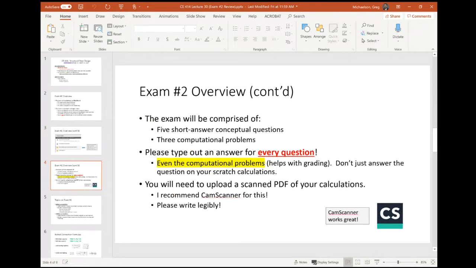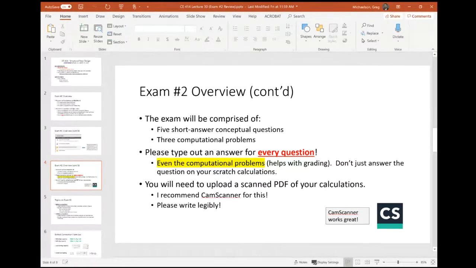5 short answer questions, 3 workout problems. Again, I'm trying not to be curveballish. I'm really trying to reduce the amount of curveballs and keep everything straightforward and to the point. For all the questions, please type out an answer for every question. Even the computational ones, type out an answer. It really helps me with grading. Don't just answer the question on your scratch paper. Make sure to type it out as well.